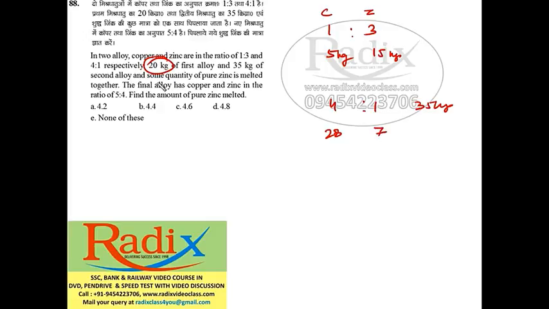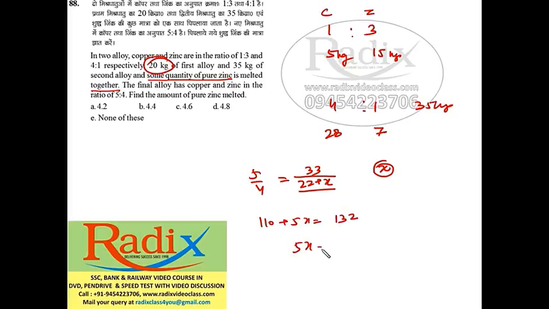In the final, some quantity of pure zinc is also melted. So let's say zinc melted is X. The total part of zinc would be 15 plus 7, 22 plus X. This is what zinc, and copper is 33. The final alloy has copper and zinc in the ratio, now copper is 33 and this ratio is 5:4. So 110 plus 5x is equal to 132. So 5x would be 22, x would be 4.4 kg. Answer is B option. Okay, next question.